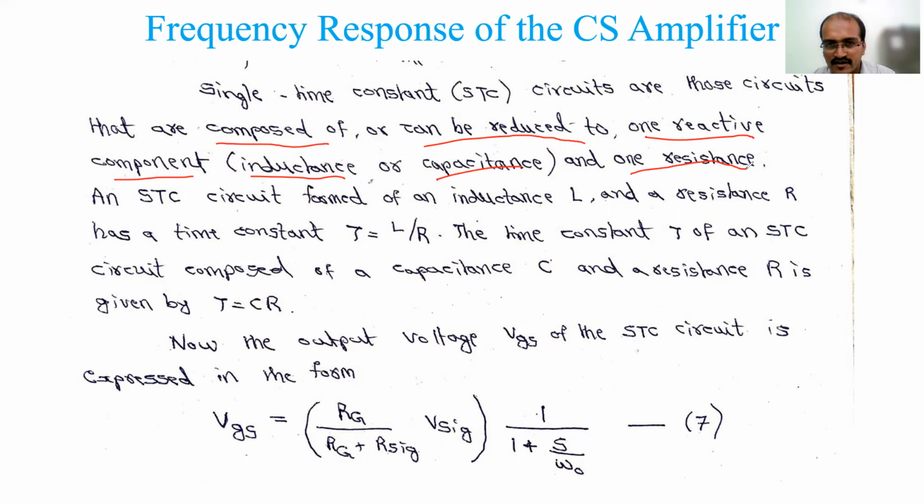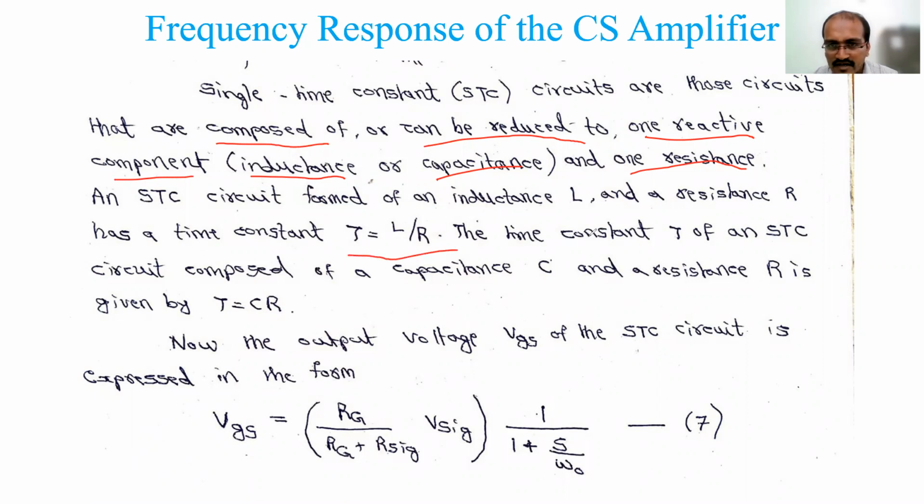Okay, and there is a set of derivations, but that is not in your syllabus. We will directly refer to the single time constant circuit's transfer function. An STC circuit formed of an inductance L and a resistance R has a time constant. So in that, if we have one inductance and one resistance, then its time constant is given as L by R.